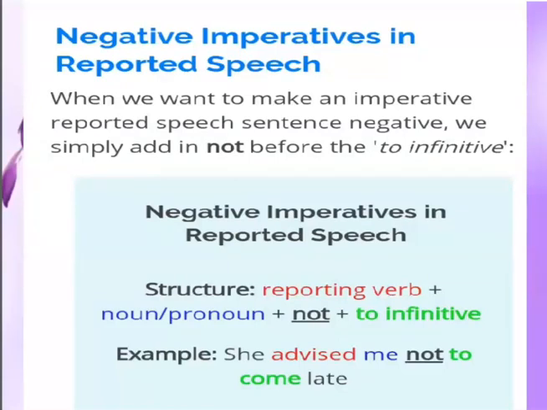For example, bear in mind all the ones I talked about here; they already have a particular color. She advised me not to come late. Bear in mind, your reporting verb is in red, the noun or the pronoun is in blue, then your "not" in black, and you have the "to" infinitive, that's the other tense that is being added to the word, which is "come."